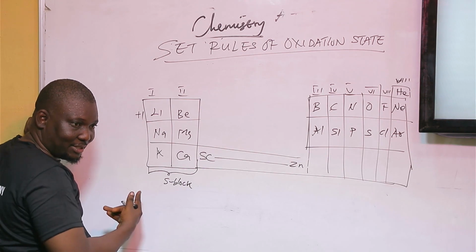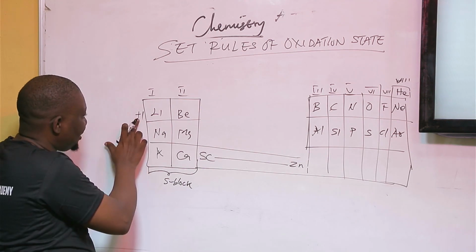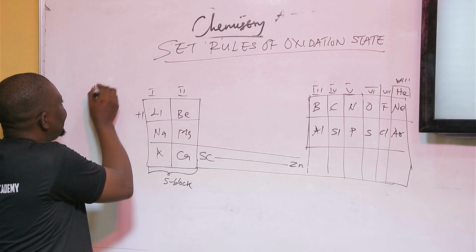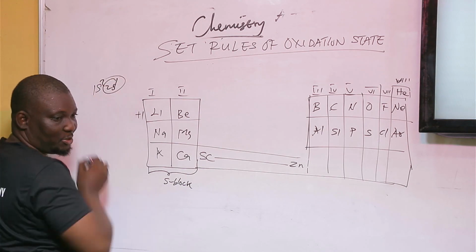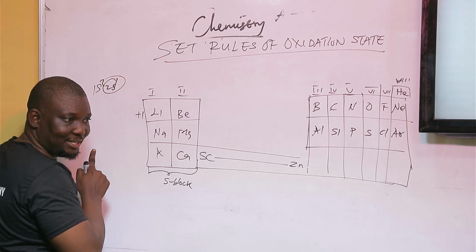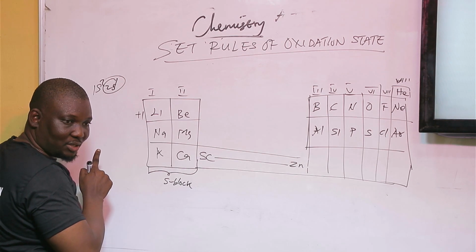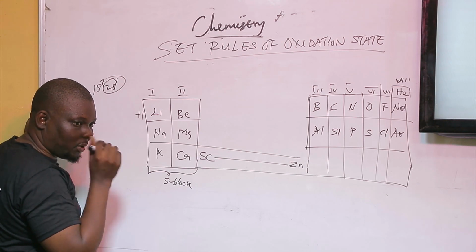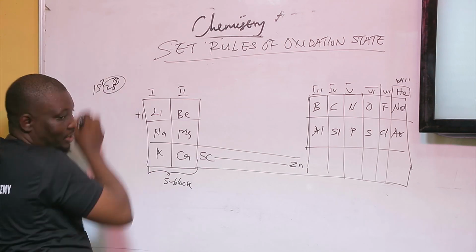I think you know about this. The last subshell for lithium is 1s2, 2s1. So this is the last subshell, and the last subshell is S. So it's going to have one electron in that shell. That's what makes it S block. So the oxidation state will always be this one, +1.